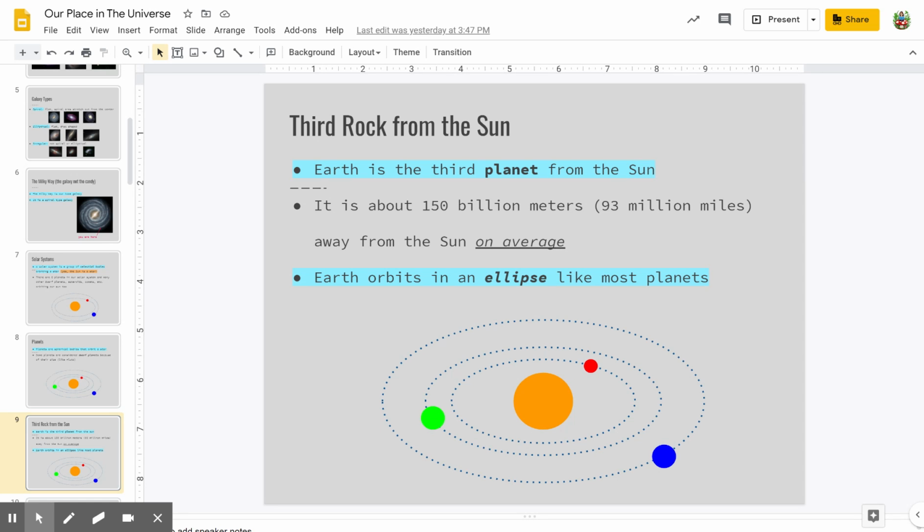You probably already know that. That's something you learned in elementary school. And it is about 150 billion meters or 93 million miles away from the sun on average. And on average is because it's an ellipse. So if we look at these oval shapes down here, that's what I mean when I'm talking about an ellipse. Okay? So on average, when we're talking about as close as we can get to the sun and as far away as we can get from the sun, the Earth is about 150 billion meters or 93 million miles away from the sun.